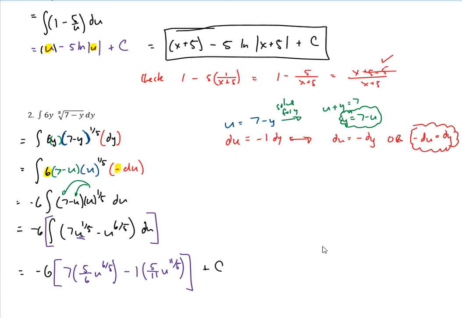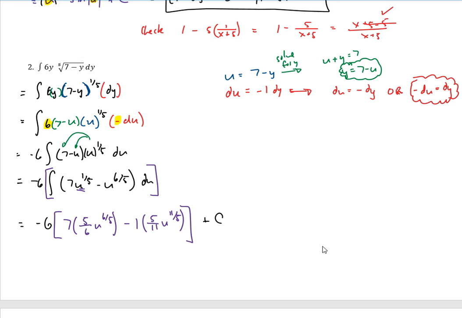Okay, so we're getting there. We've got a couple more steps. Let's simplify our coefficients. So we have negative 6. I'm going to put parentheses. 7 times 5 is 35, so we'd have 35/6 u to the 6/5. And then minus 1 times 5/11 is 5/11, and then u to the 11/5. And then still plus our constant c. All right, so we're pretty much there. The negative 6 I am just going to leave out. You could distribute it back in if you wanted to.